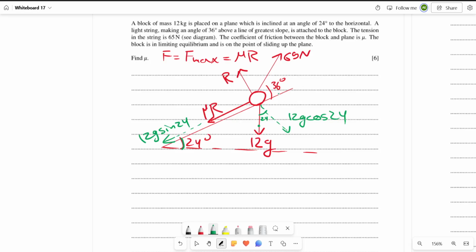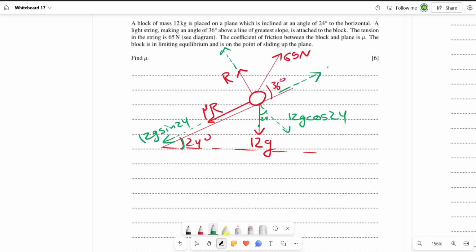So let's resolve it in two components: one component aligned with the x and one component aligned with the y. If the 65 is pulling in this direction, it doesn't make sense for the x to be in that direction and the y to be in that direction.